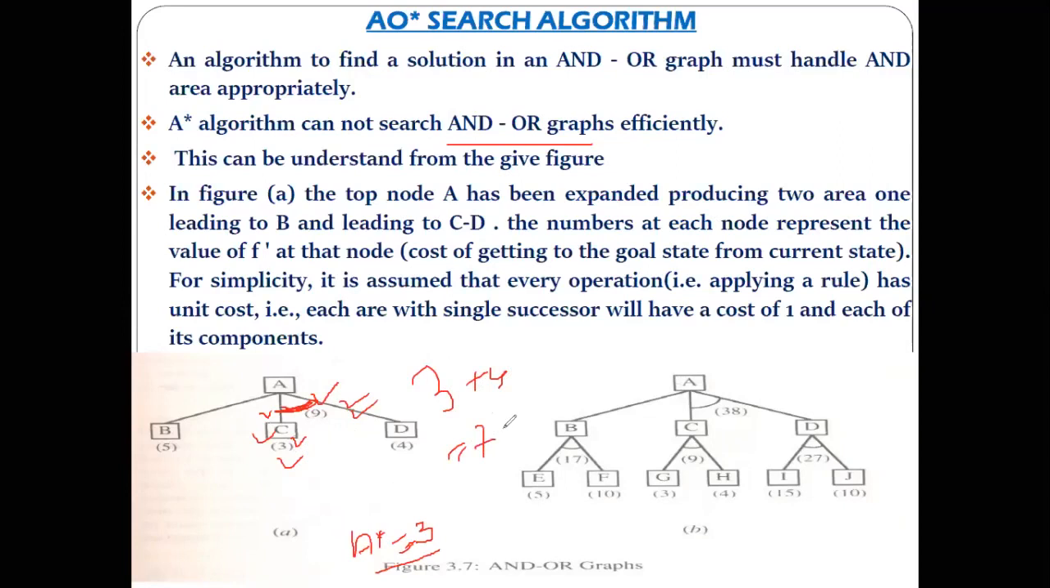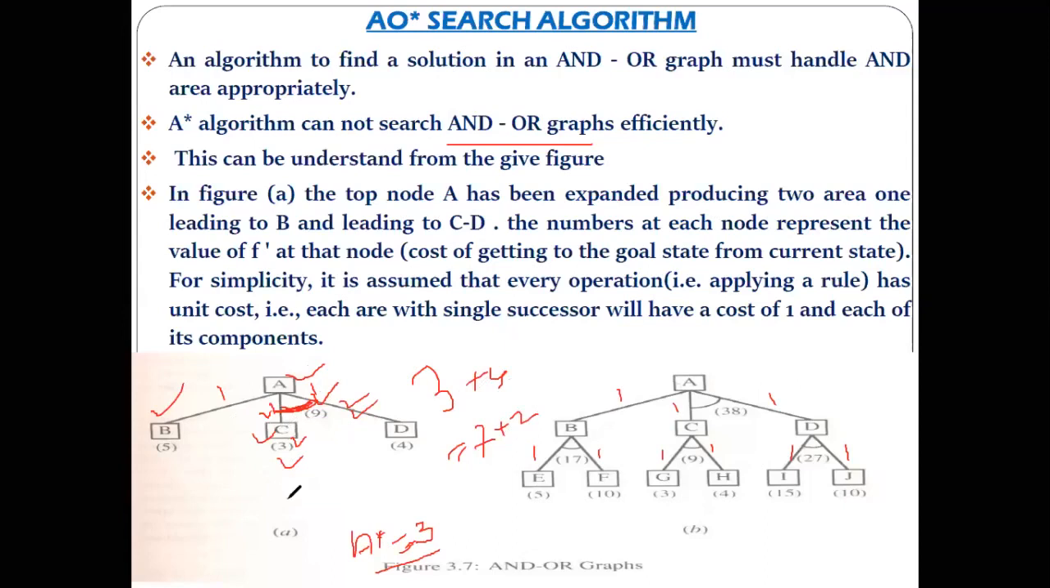One important property I am telling you regarding the AND OR graph: you have to take unit cost as the cost of reaching from node A to its successor. What is the meaning of unit cost? You have to take by default the cost 1. That is the meaning of unit cost. You take the default cost 1 to reach from node A to node B, or from A to node C, or from A to node D. And that is the reason here you can see for A, the cost coming is 9. That is 3 plus 4 plus 2. Yes or no?